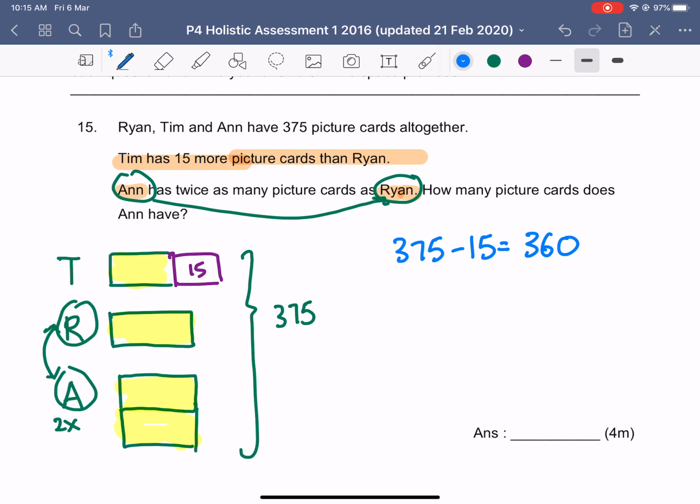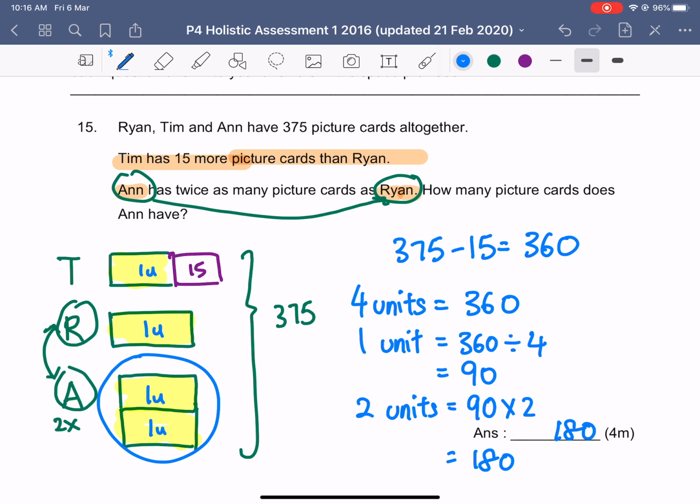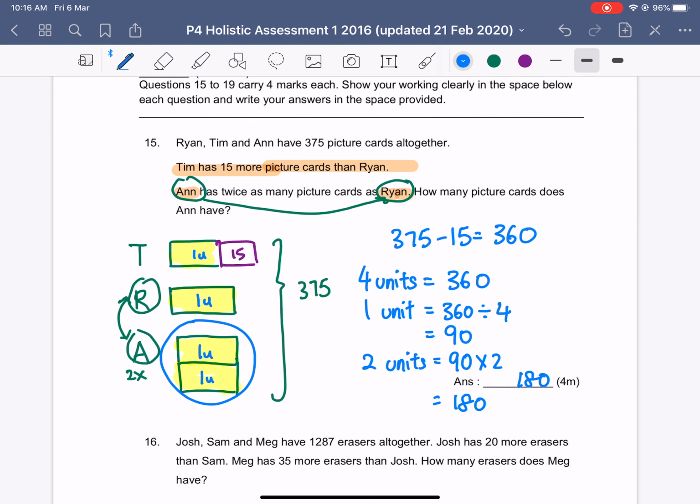Now this 360 belongs to one unit here, one unit here, one unit here, and one unit here. So a total of 4 units, 360. This is after I've taken the 15 away. So we always try to find for one unit, which is 360 divided by 4, I get 90. Now the question is, how many picture cards does Anne have? So we are interested in this one. Anne has how many units? What do you think? She has 2 units, right? So looking at the picture, she has 2 units. I'll need to multiply 90 by 2. And I'll have the answer 180. Okay? Now that's for question number 15.